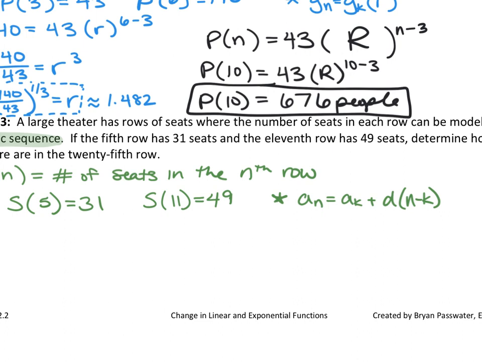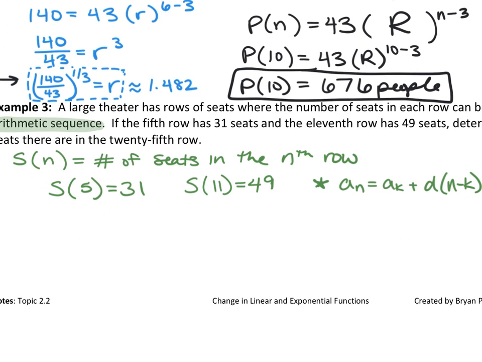So we plug in what we know. This would be 49 equals 31 plus d, which I don't know, times 11 minus 5. Did I lose anybody right there? Did we follow? Because we did those practice problems at the beginning of class, plugging it all in. At that point, I only have one variable, which means I can solve for it. 49 minus 31 is 18. 11 minus 5 is 6.